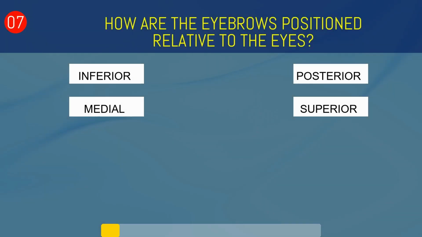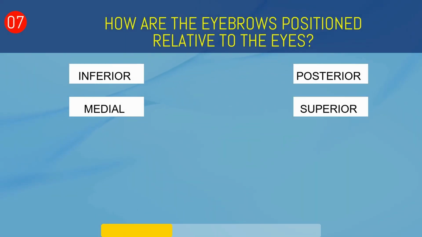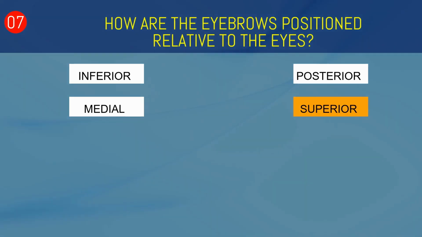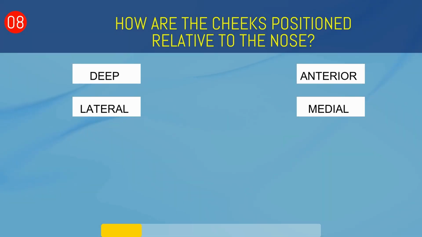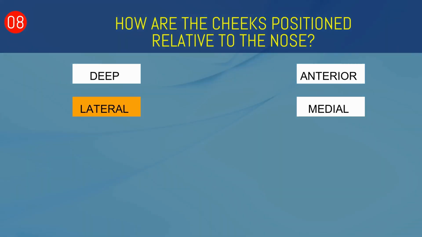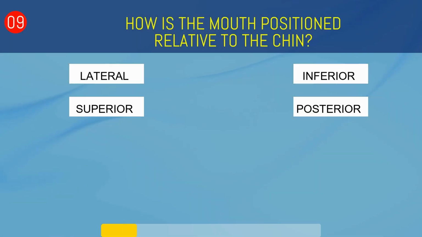Anterior. How are the eyebrows positioned relative to the eyes? Inferior, medial, posterior, or superior? Superior. How are the cheeks positioned relative to the nose? Deep, lateral, anterior, or medial? Lateral. How is the mouth positioned relative to the chin? Lateral, superior, inferior, or posterior?